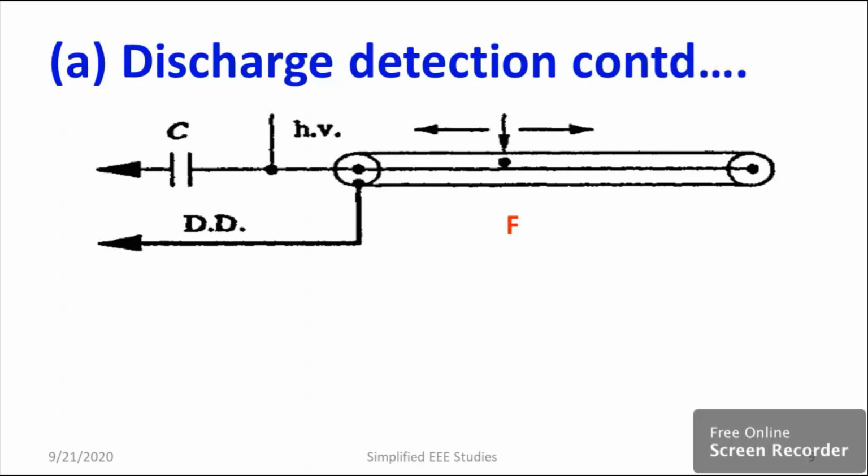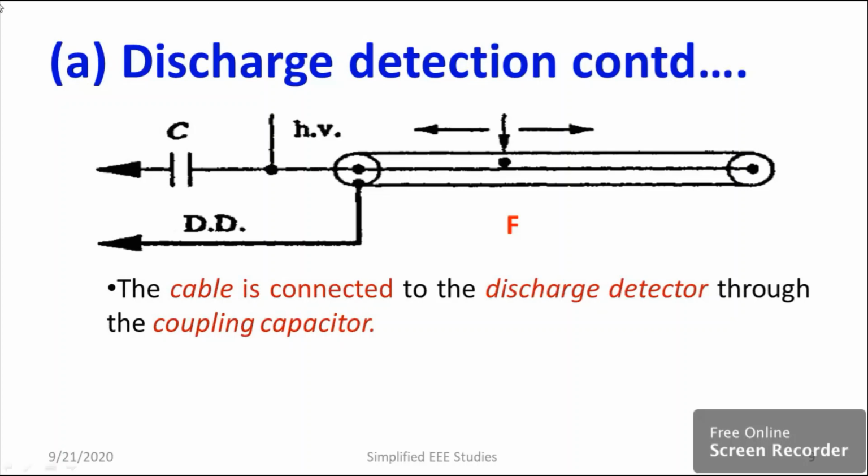What is the discharge detection method, and how are you going to check for partial discharge? As you can observe in the diagram, we have a cable. We are going to consider a cable. Suppose a fault has occurred over here. This cable is connected to a discharge detector through a coupling capacitor. The coupling capacitor helps to connect different stages.